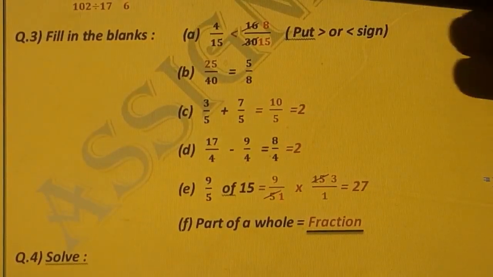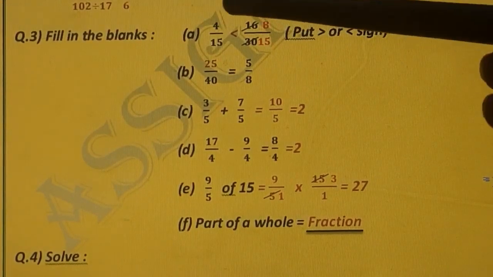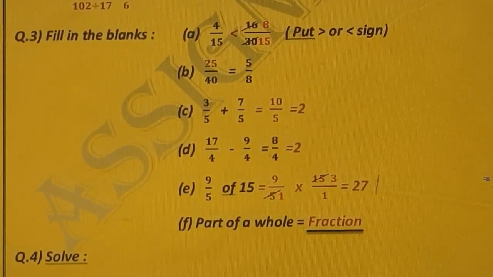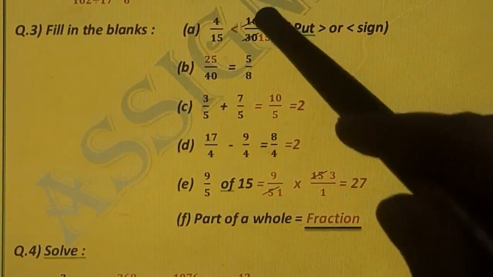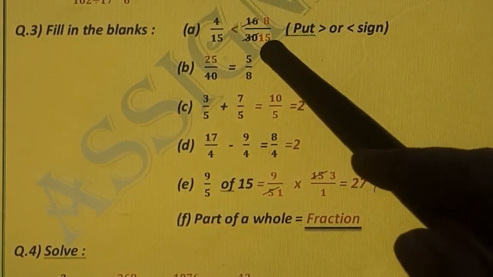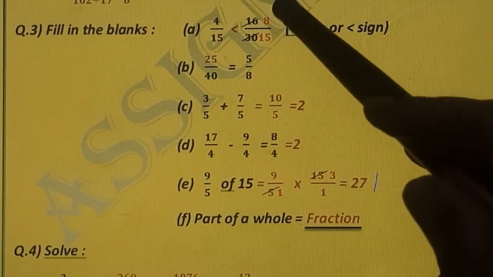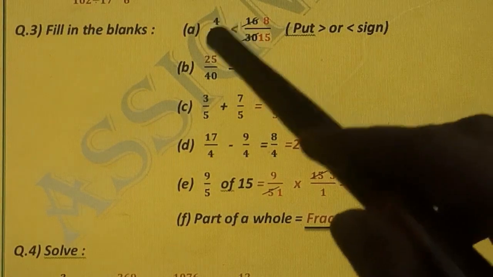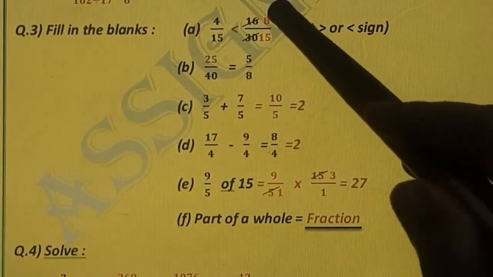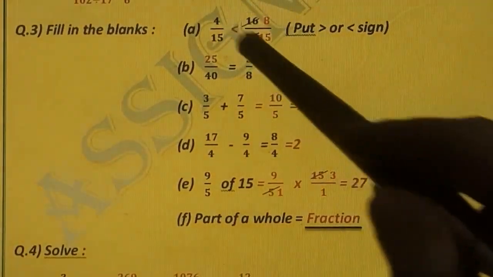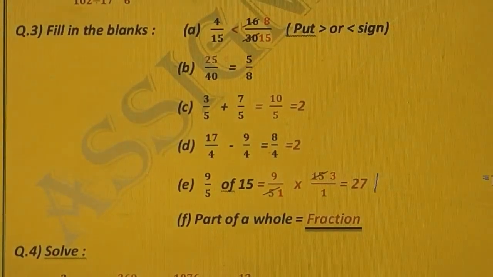And now question number 3 was there in your assignment, filling the blanks. 4 upon 5 dash 16 upon 30. In this dash you have to put a greater or less sign. So see here, 16 upon 30. Both are divisible by 2. So we have done division with 2. 2 8s are 16, 2 1s are 2, 2 5s are 10. So now here it is 4 upon 5 and 8 upon 15. Numerator is 4 and here 8. Denominators are the same. So 8 upon 15 is greater. Okay. So 4 upon 5 is less than 8 upon 15.